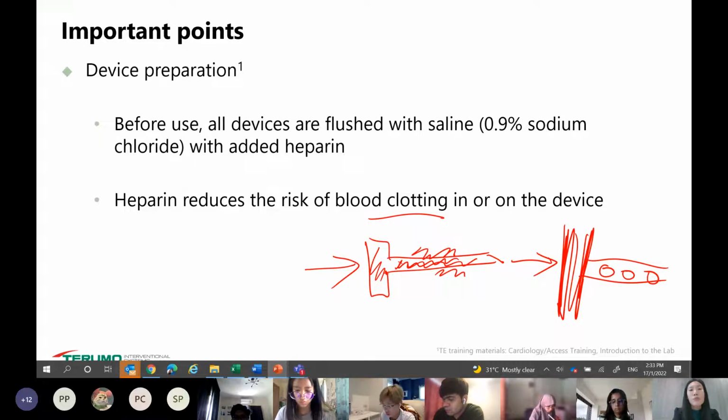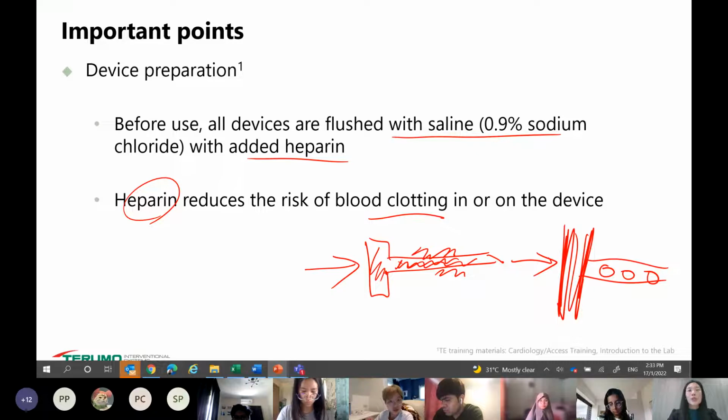prepare the device is to flush it with saline with added heparin. What heparin does is reduce the risk of blood clotting. So with these two solutions, the saline and the heparin, it will have two effects. It will first reduce the risk of blood clotting in or on the surface, and secondly, because you flush the insides of the devices with liquid, your saline, there will not be air bubbles introduced into the blood vessels.